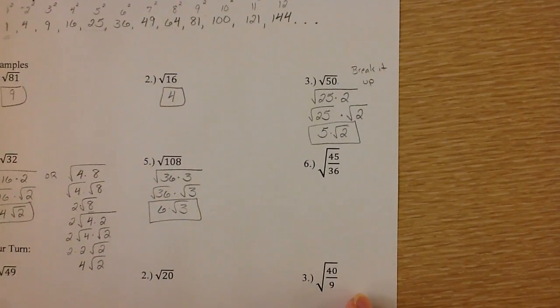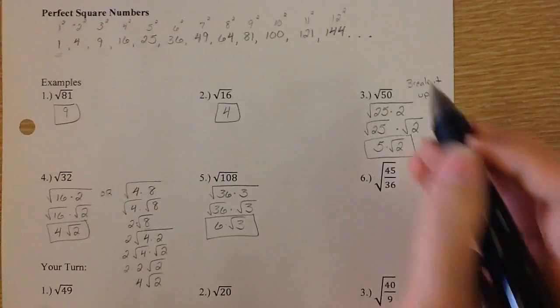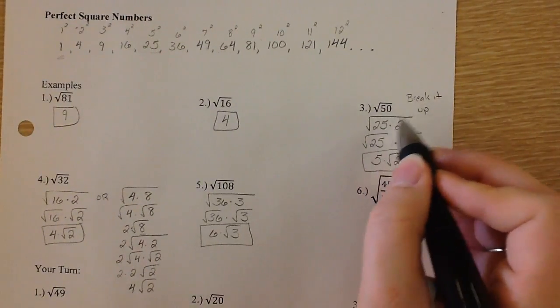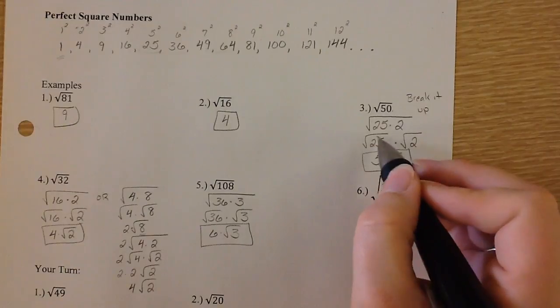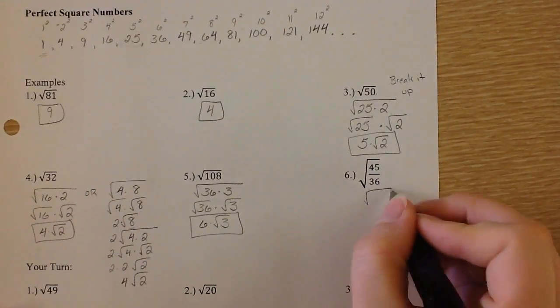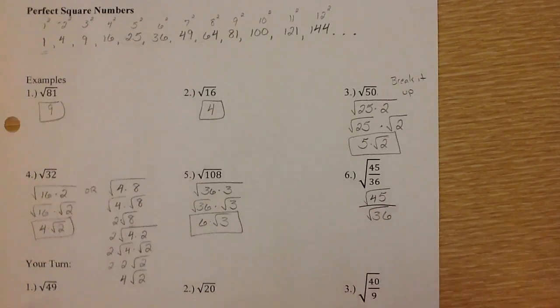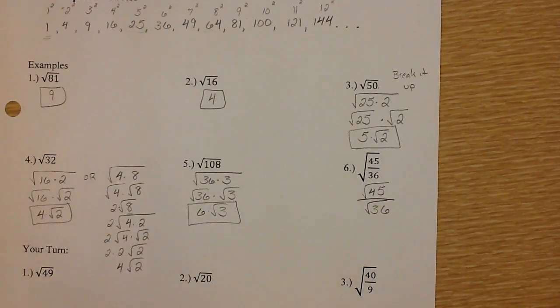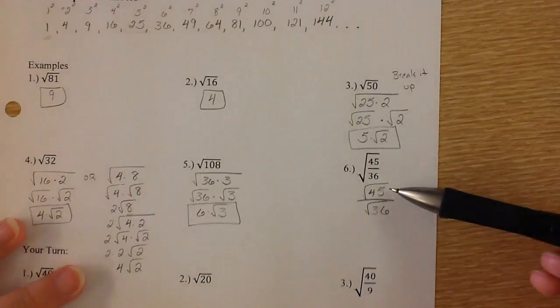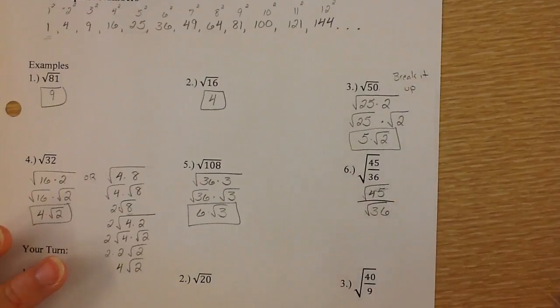All right, let's see number 6. Ooh, now we have a division. Okay, so here, just like when we had a square root with a multiplication inside, we could take the square root of each piece and multiply. You can do the same thing with division. So I can take the square root of each piece and divide. So it's the square root of 45 divided by the square root of 36. And so then you just simplify each of these individually and then see if you can simplify between the two.